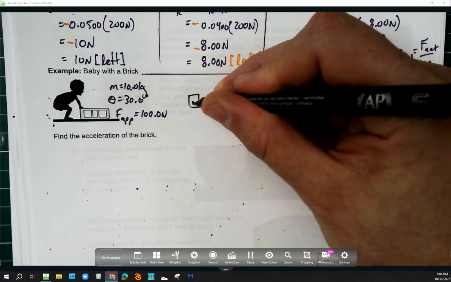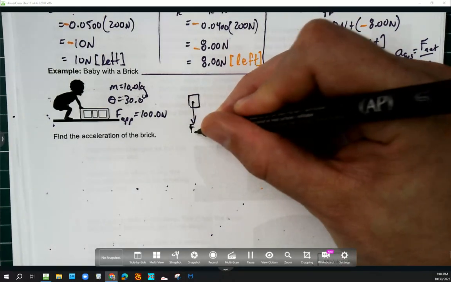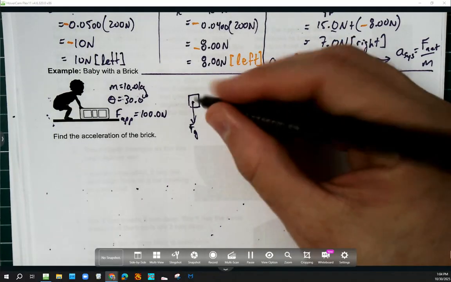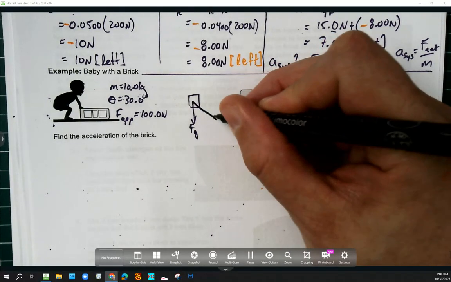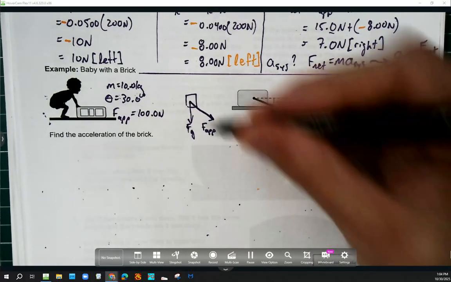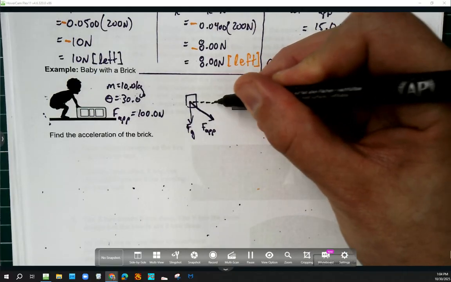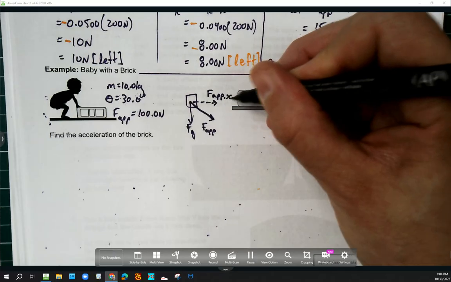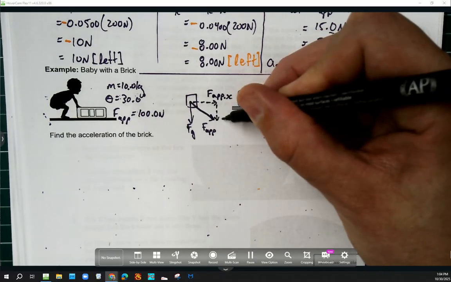First of all, every brick experiences gravity. That should be self-evident. This is a baby pushing a brick. So the baby pushing the brick has an applied force that's down at an angle. And of course, if I have an applied force down at an angle, it stands to reason that there must be an x component to that force. I'll call it F applied x. And it's going to have a y component. I'll call it F applied y.